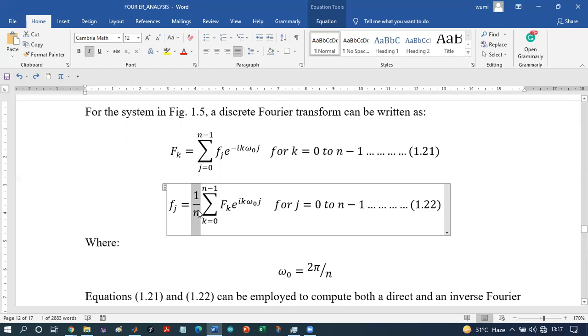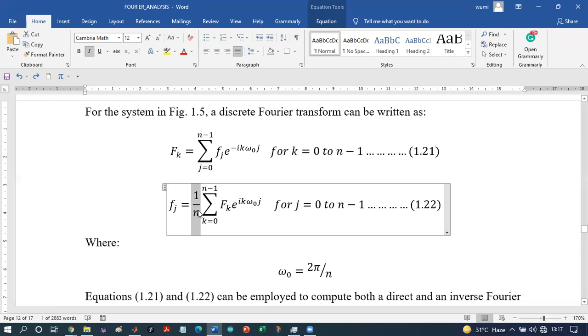So I decided to put it in the formula for DFT. It's just a scaling factor. So you can decide not to put it. So it's just a scale factor.